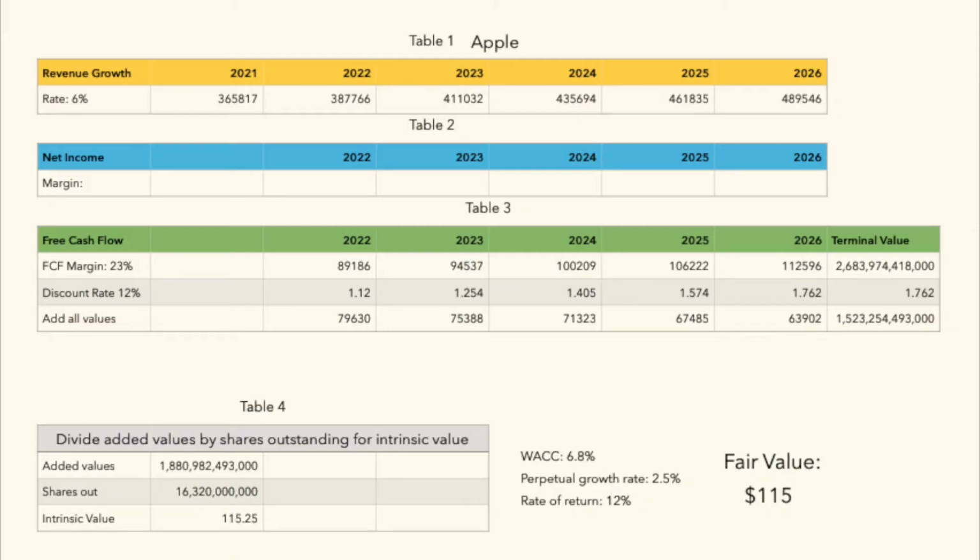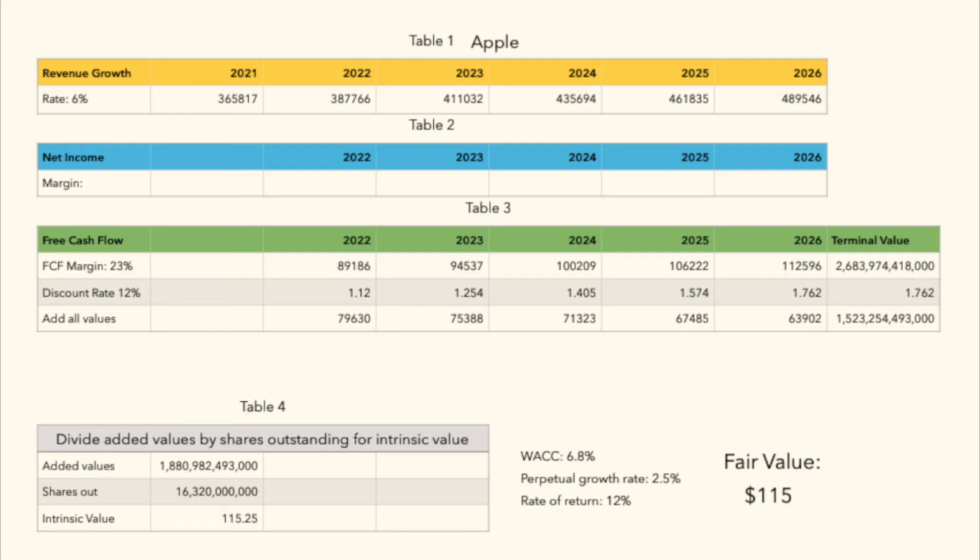So we go to the model, grow that revenue out by 6% to 2026, and get about $489.5 billion in revenue. Now we need a free cash flow margin to apply to those projected revenues. We get the free cash flow margin by dividing free cash flow by revenue. If you do that over the last 5 years, your average free cash flow margin is about 24.26%. To remain at least a little conservative, I went with 23% for the margin. We apply that to all projected revenues.